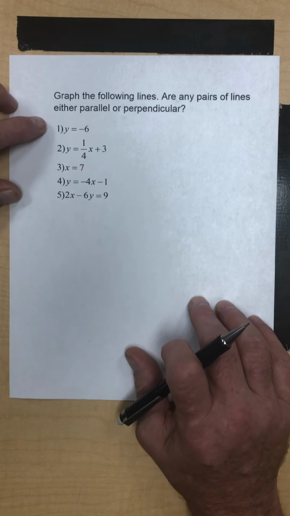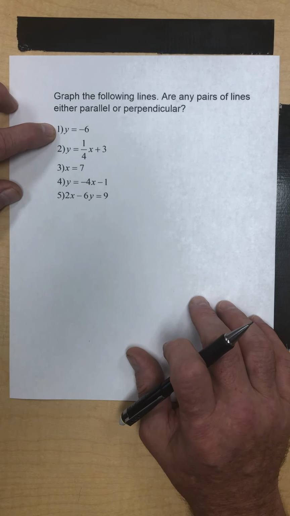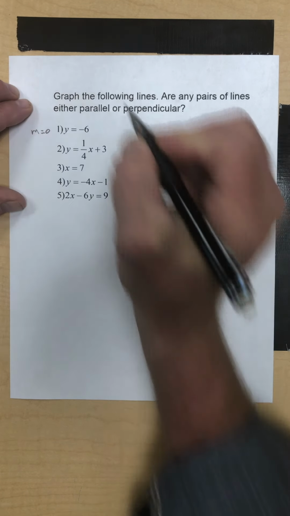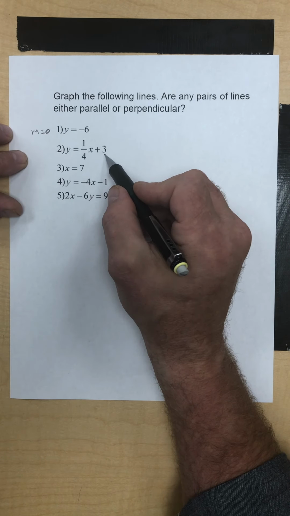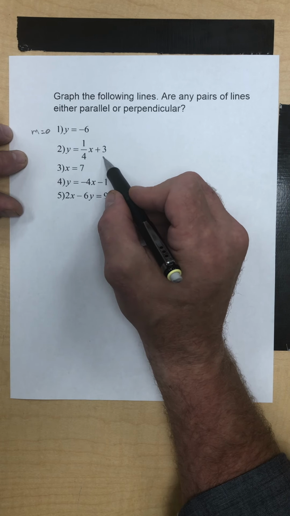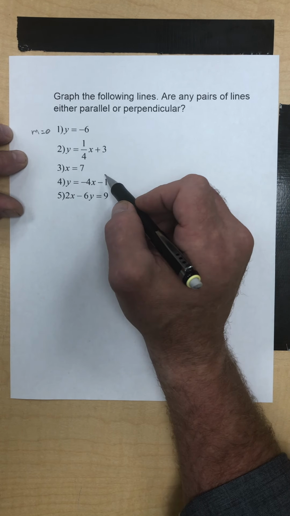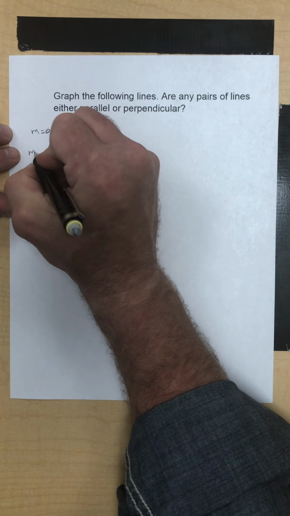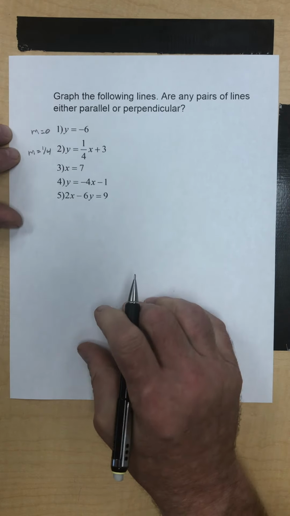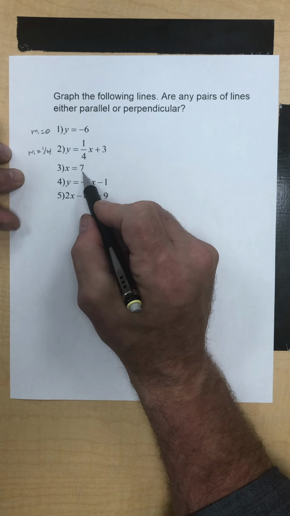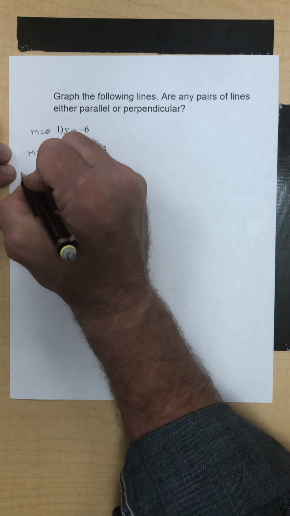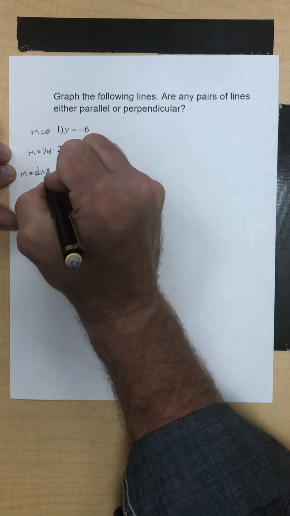This one right here, y equals -6, is a horizontal line. All horizontal lines have slope 0. This next one is in slope-intercept form because the y is isolated, so the slope has to be the coefficient of x, so the slope is 1/4. x equals 7 is a vertical line, and all vertical lines have a slope that does not exist. So that's D and E.